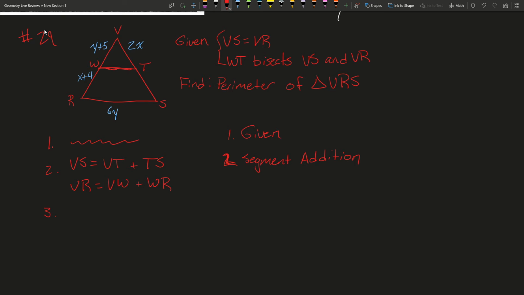We also know that WT bisects VS and VR, which means that VT is equal to TS, and VW is equal to WR. And that is just the definition of bisection. So because this middle segment splits these lines directly in half, VW is equal to WR and VT is equal to TS.